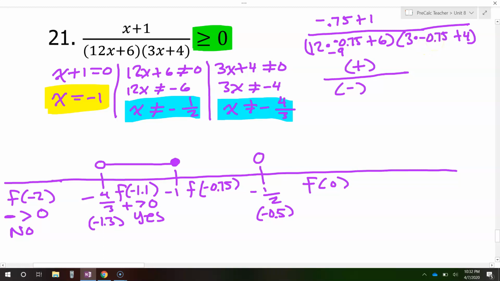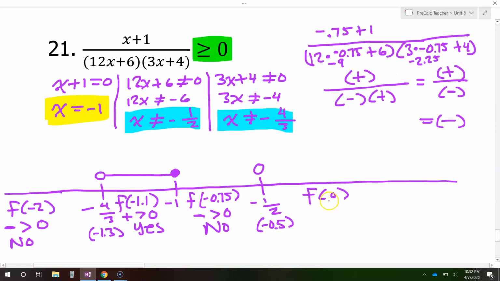Now I'm doing 3 times 0.75. That's 2.25. So this is going to be negative 2.25. So that is a positive number once I add these together, because the positive number is bigger. But a negative times a positive is a negative. And then we have a positive divided by a negative, so that is a negative. So is a negative number greater than 0? No. So we will have no solutions in here.